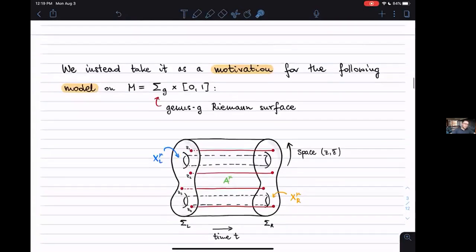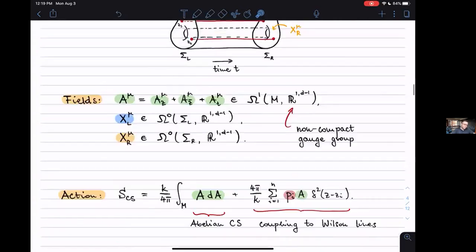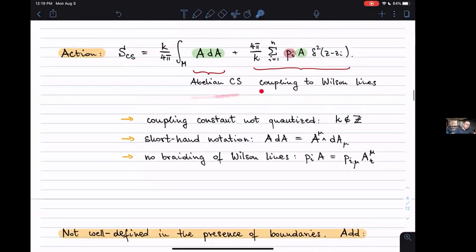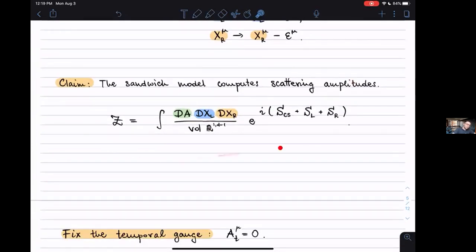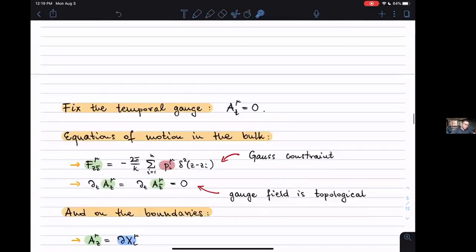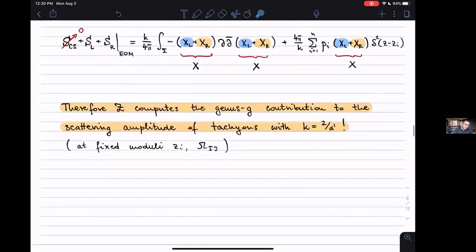That motivated the introduction of the following model, which is a sandwich of two Riemann surfaces with a Chern-Simons field in the middle. We introduced the action, and we claimed that the partition function of this model computes tachyon scattering amplitudes. Then we verified this claim by showing that everything just becomes a free complex scalar coupled to vertex operators.